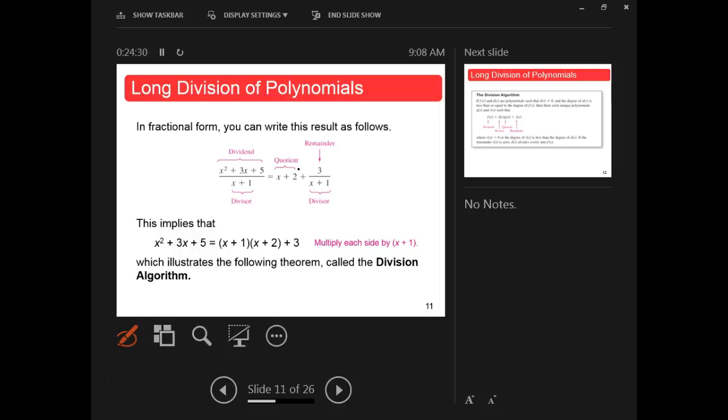Okay, so the dividend divided by the divisor is equal to the quotient plus the remainder over the divisor. That's what I was just showing you. That implies that, okay? Now, do the mental picture here.